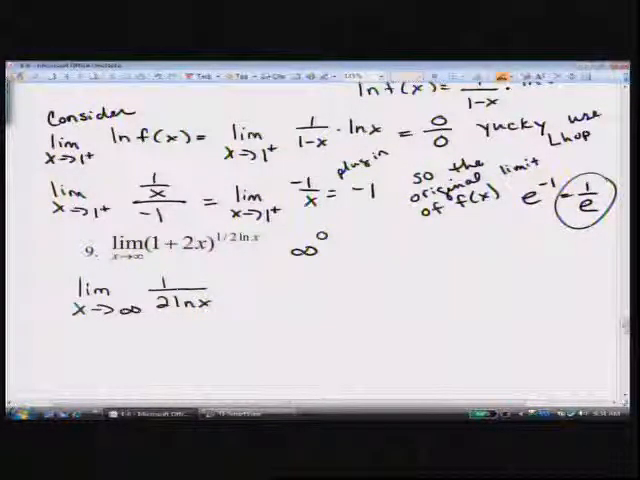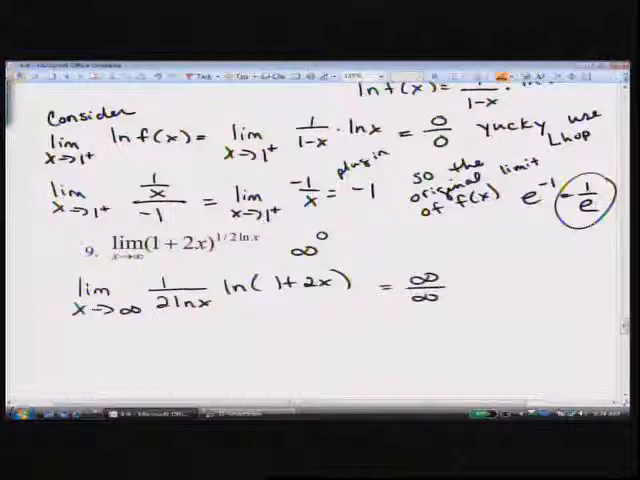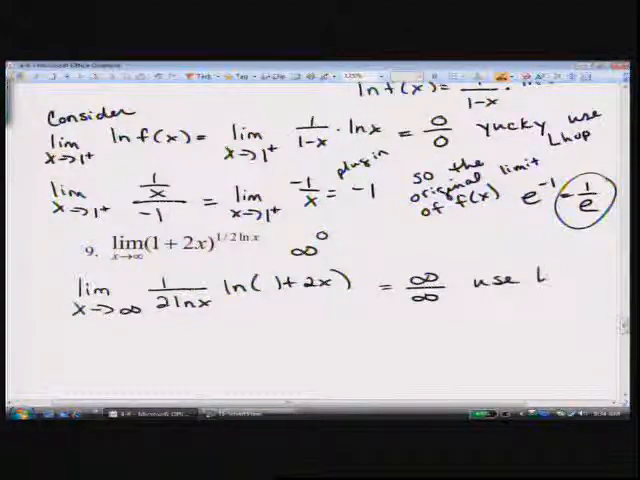This is 1 over 2 ln x, and then ln 1 plus 2x. All right, so I just took the natural log, and then I invoked the power rule. Okay, and then now this gives me infinity over infinity, which allows me to use L'Hopital's rule.